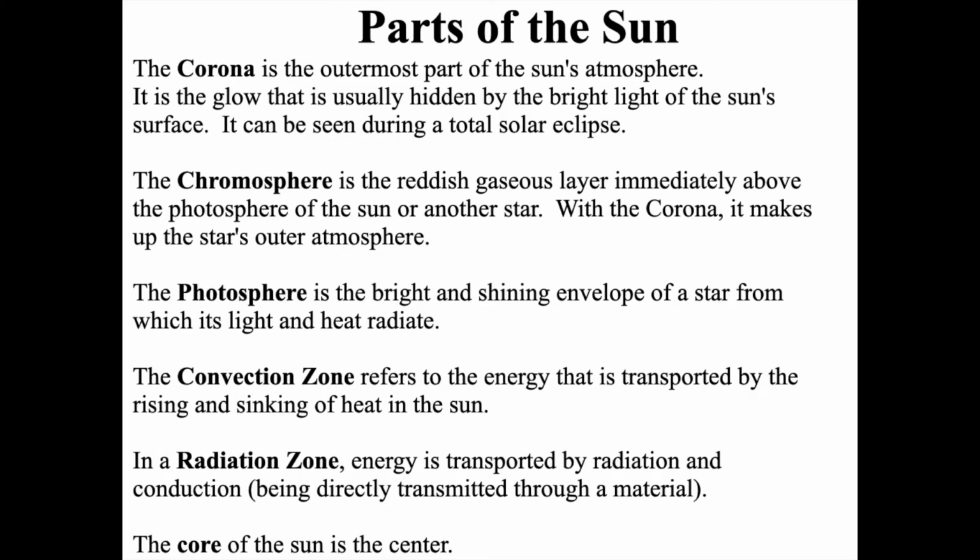The photosphere is the bright and shining envelope or covering of the star. Since photo refers to light, this is where light and heat will radiate out of the sun. This is below the chromosphere. Then we have the convection zone, the area where convection occurs, the rising and sinking of heat in the sun. Then we have the radiation zone, where energy is given off. This is where energy is transported out from the core. Then we have the core, which is the center.